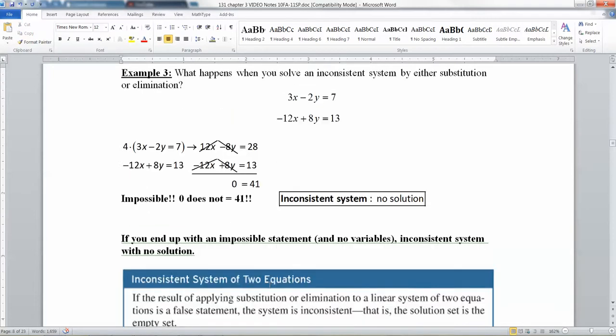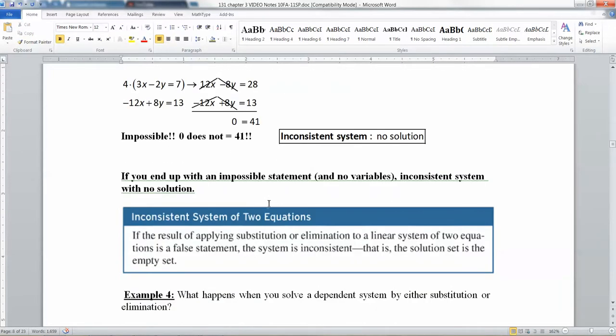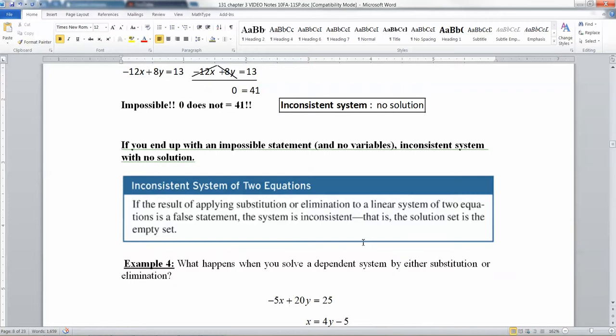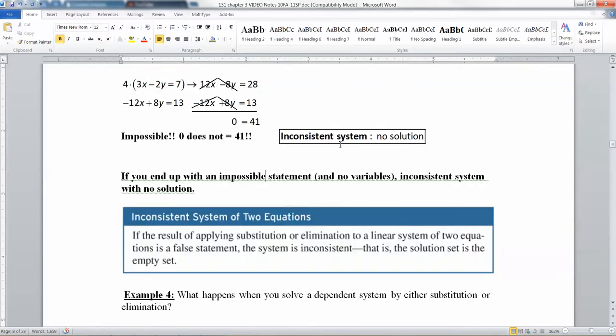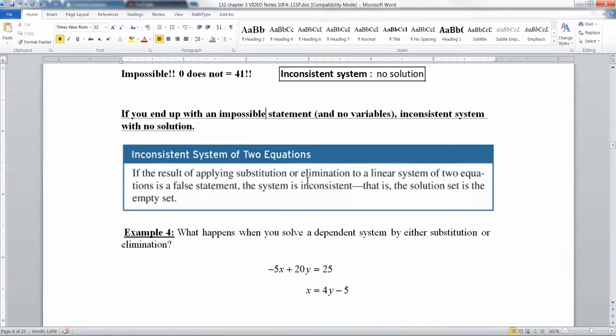All right? That's what it says right here. If you have an inconsistent system, you're going to end up with a false statement. That's what I'm talking about here. Some statement that has no variables in it but is impossible. If that's the case, you have an empty set solution, a no solution, null set solution. It doesn't have a solution.